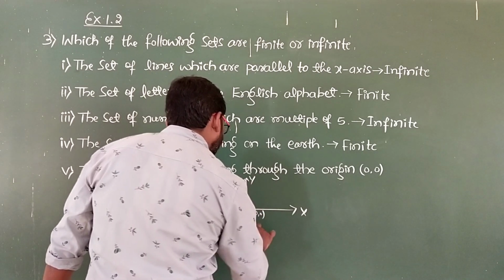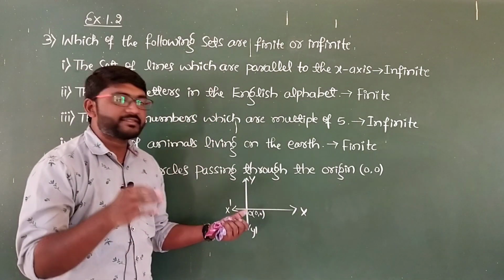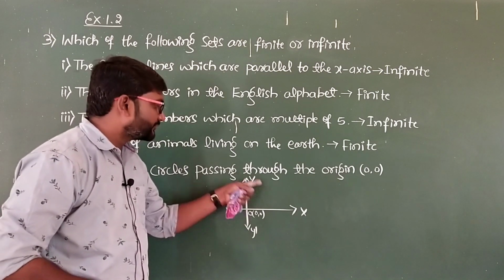This is y dash. Now the set of circles passing through the origin, the circle must pass through this origin.